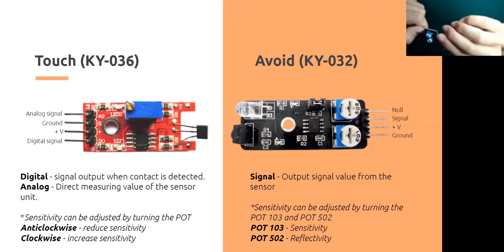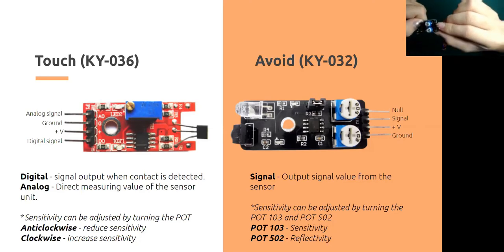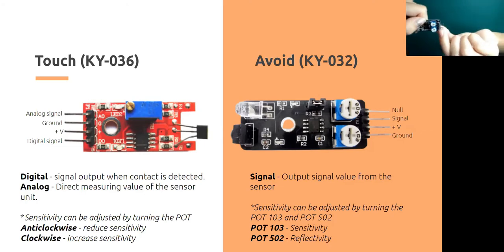We will just connect to out, which is the signal, positive V, and also ground. Positive V and ground will be connected to your Maker UNO, which is the positive 5 volt, and ground at Maker UNO. The signal for this we will connect to a digital pin. The signal for the avoid will be the output signal value from the sensor. It will observe whether there's an obstacle in front, and then what will it do? It's an on and off.